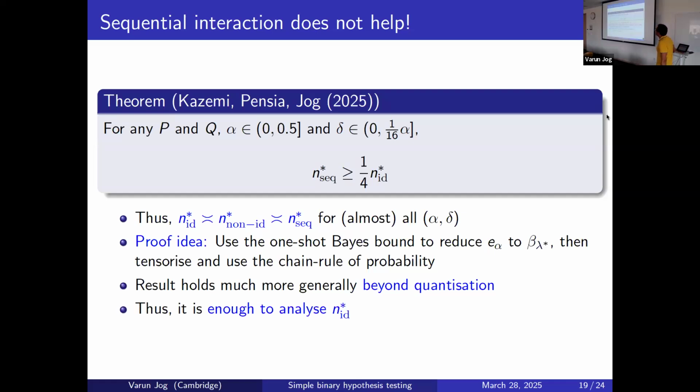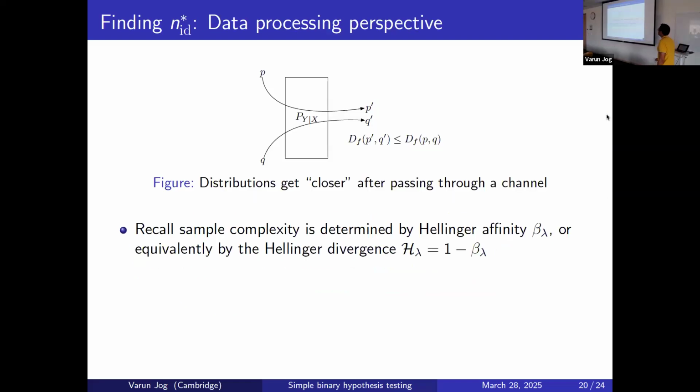Okay, so what this result says is that it's now enough to just study n-star identical. So let's leave out the blackboard protocol for now. Because all these sample complexities are basically the same, it's enough to analyze n-star identical and try to see if n-star identical is n-star log n-star by d in all regimes. And here you can have a very nice data processing perspective. So let's say your quantization function is some channel, right? You get P and Q, you pass them through some quantization channel, and you get P prime and Q prime. Data processing says that any sort of processing makes things closer.